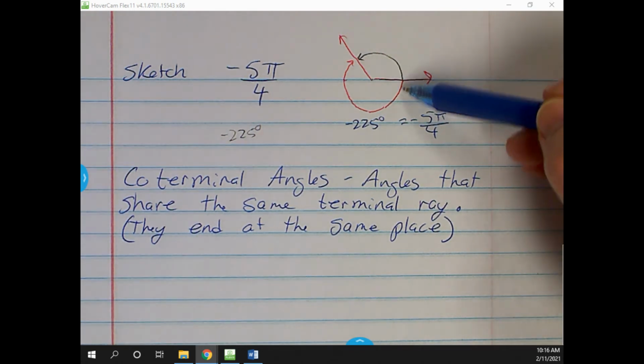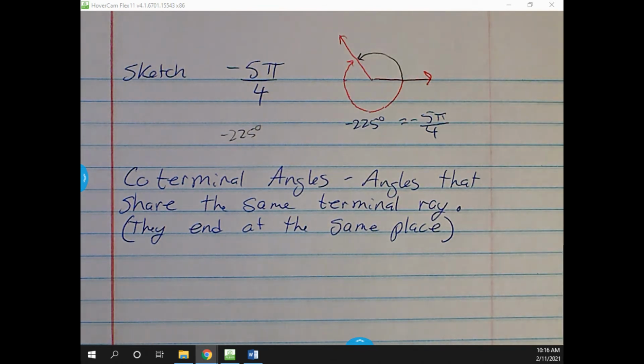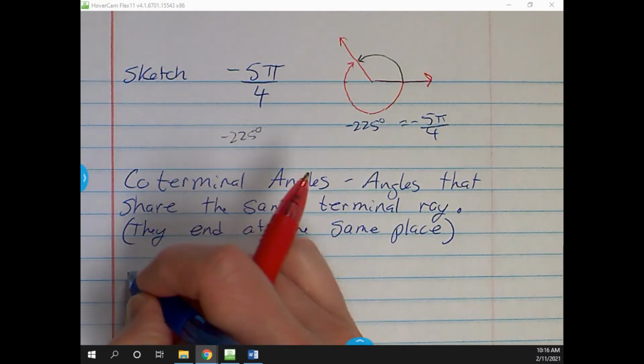So this would be an example of two things that are coterminal. You've got the negative 225 that's here. You've got the other angle that's going here. And sometimes they'll give you an angle and say, tell me what the angle would be that's coterminal with that angle. And sometimes people are like, okay, how do we do that? Well, here's the easy way to do this.